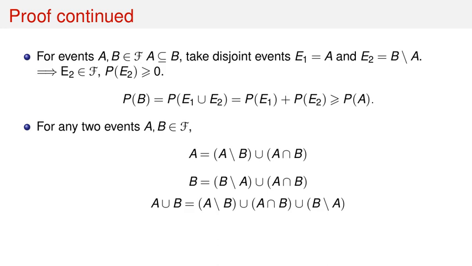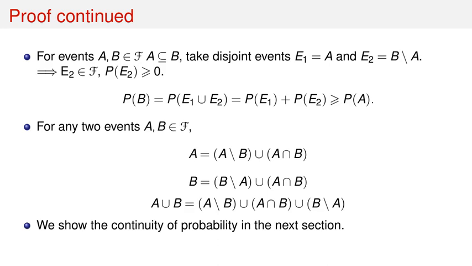and P of B equals P of B minus A plus P of A intersect B, and P of A union B equals P of A minus B plus P of A intersect B plus P of B minus A. The result P of A union B equals P of A plus P of B minus P of A intersect B can be derived. The proof for the continuity of probability will be shown in the next section.